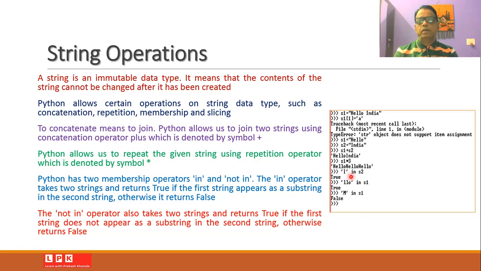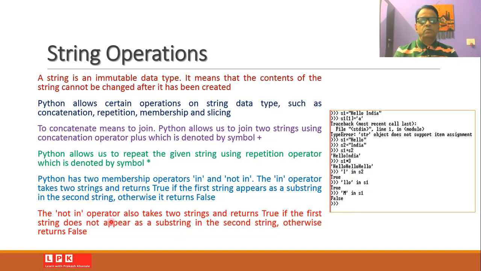So for example, if I write on the Python prompt "I" in S2, then we know that in S2 we have this symbol I, India, and therefore it will return a true value. If I write "hello" in S1, then this will also return a true value. But if I write "M" in S1, then this will return a false value.